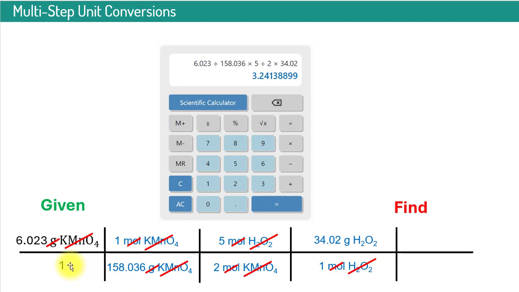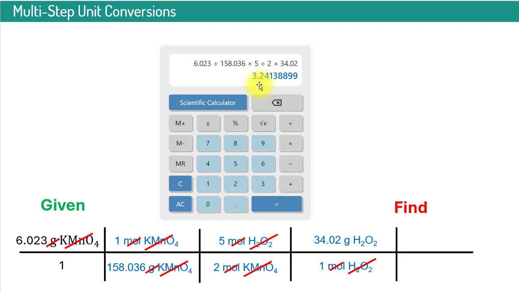As always, I ignore ones and start with the first number, 6.023. In the next fraction, I have number in the denominator, so I will need to divide by it. Divide by 158.036. Next fraction has numbers both in the numerator and the denominator. I will need to multiply by 5 and then divide by 2. By the way, it doesn't matter in which order I do that. I can divide first and then multiply, but I chose to start with multiplication. So times 5, divide by 2. And the last fraction has number in the numerator, so I need to multiply by it. Times 34.02. I hit equal sign and I get my answer.